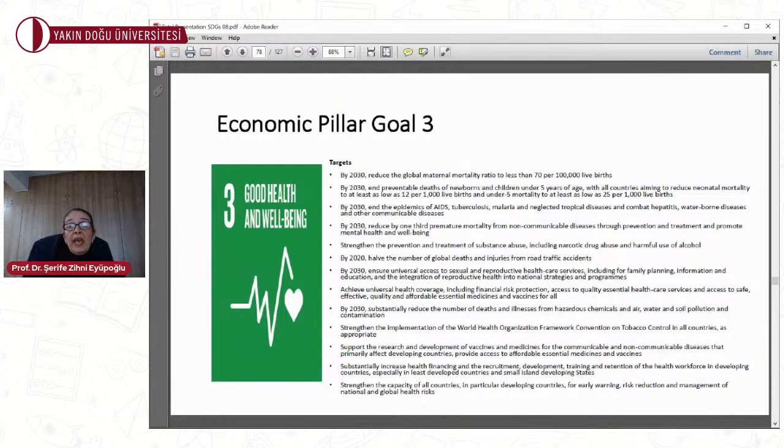By 2030, end preventable deaths of newborns and under 5-year-old children. I am emphasizing preventable deaths. A lot of children in the poorer populations are dying from illnesses or issues that can be dealt with very easily. With all countries aiming to reduce neonatal mortality to at least as low as 12 per 1,000 live births. At the present, I think the present rate is around 17, and under 5 mortality to at least as low as 25 per 1,000 live births. At the moment, this 25 rate is around 37. So again, there is still progress to be made.